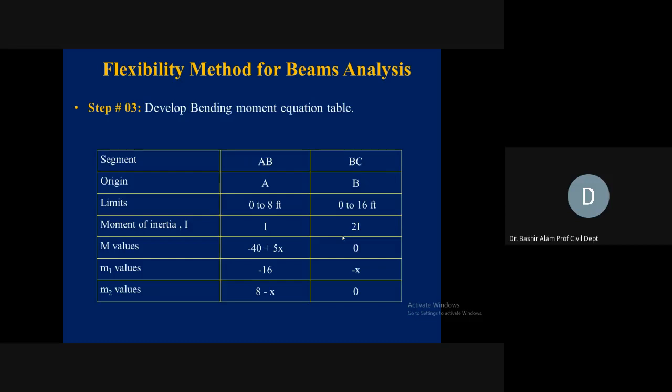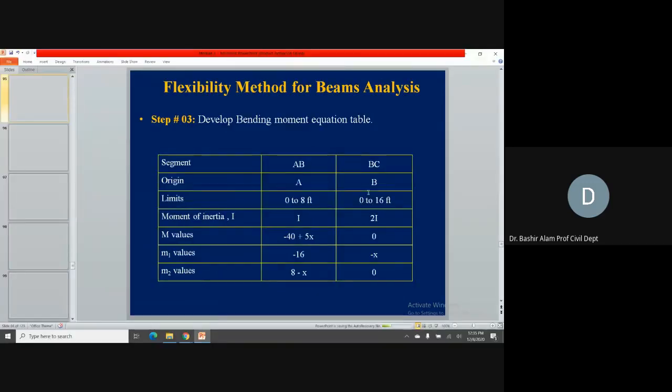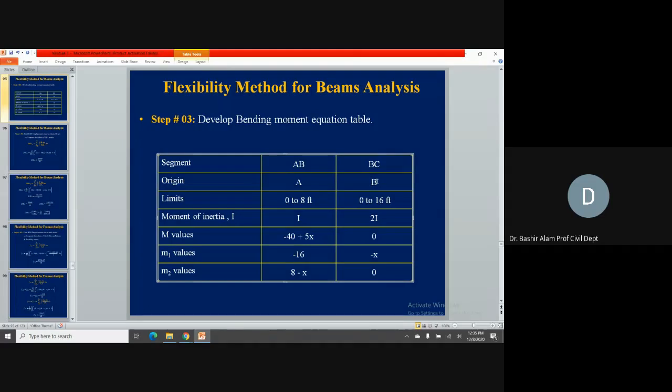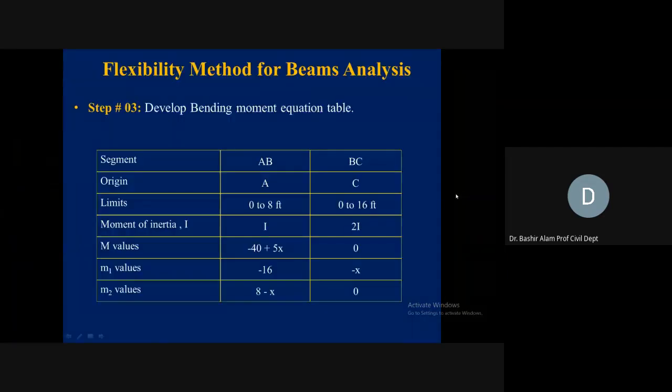Now we complete this table. Already we have the origins. Now again here, this is a mistake. For BC, we took the origin as C. So let's now correct this. This is C. And these are the capital M values for each member, the M1 values and M2 values for each member.